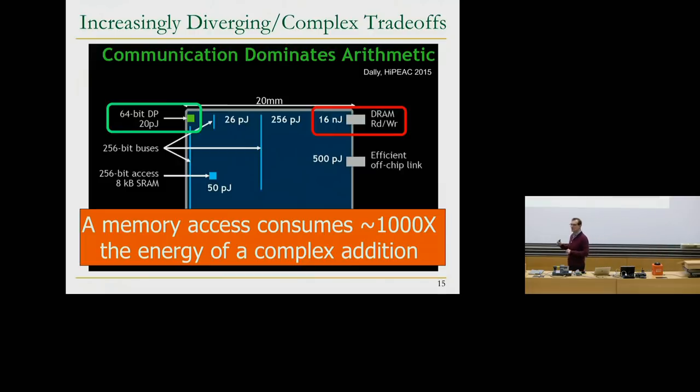By the way, a picojoule is 10 to the minus 12 joules, right? A nanojoule is 10 to the minus 6 joules. No, a nanojoule is 10 to the minus 9, sorry. 10 to the minus 6 is a microjoule. So that's 3 orders of magnitude. 10 to the minus 12, 10 to the minus 9, that's 3 orders of magnitude over there. So think about that. This trade-off didn't exist.